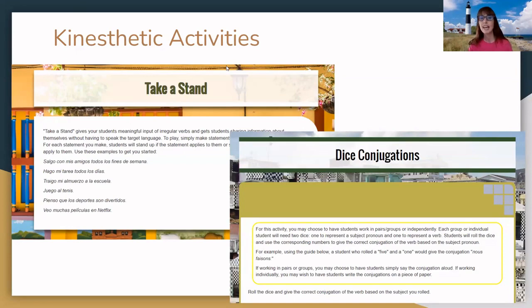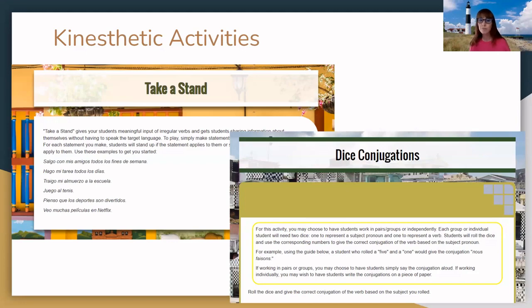Another kinesthetic activity that I really love is dice conjugations. I bought these foam dice from a garage sale. I was walking by one day and saw them on a table and thought, I have to have those for my classroom. I don't know what I'm going to do with them, but I have to have them. Then I figured out I could use them for dice conjugations.